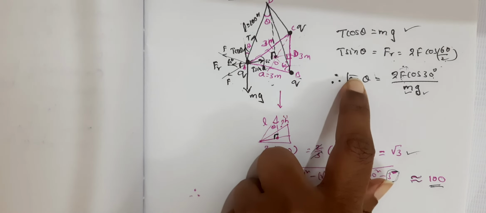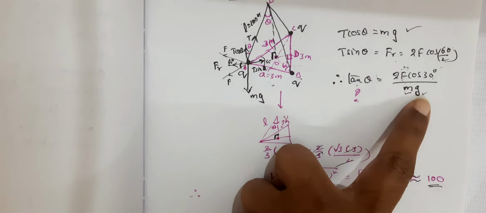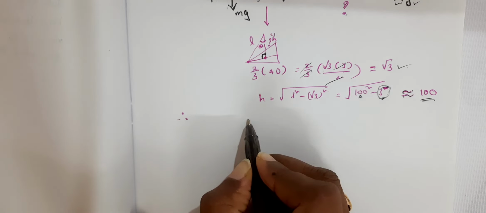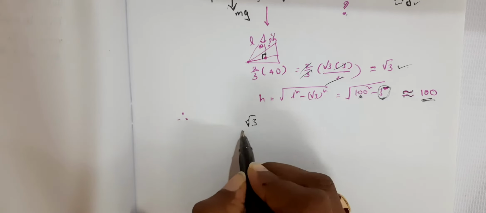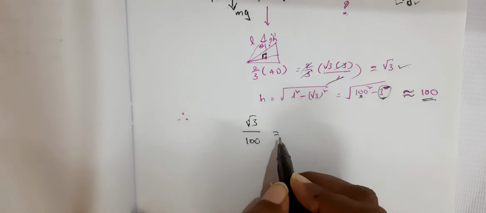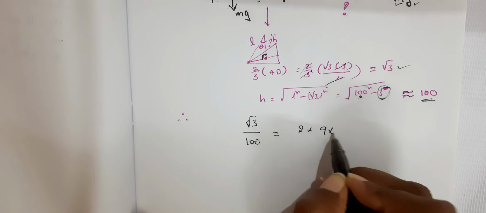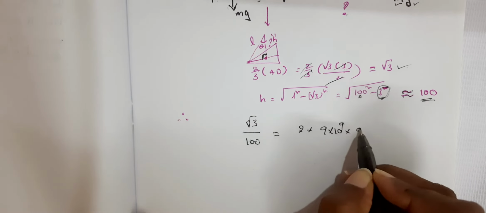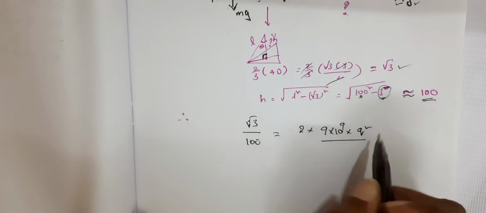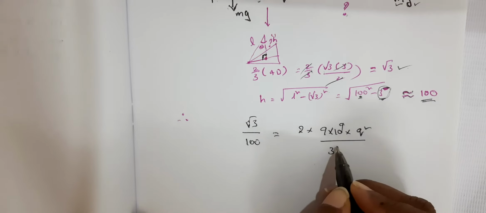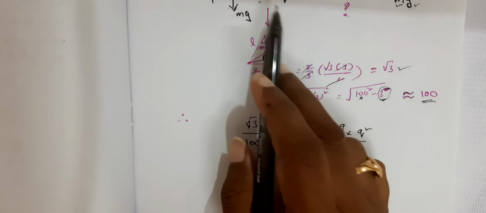We are done. We now know tan theta, we know cos theta, we know mg. So you find F. Very direct, right? From now onwards it's very direct and very simple. Everybody can do that one. So now tan theta is equal to opposite side by, that is root 3 by h which is 100, which is equal to 2 into F, and F is 1 by 4 pi epsilon naught, that is 9 into 10 to the power of 9, into q square by d square. What is the distance of separation between two charges? It is the side of the triangle. So 3 square.